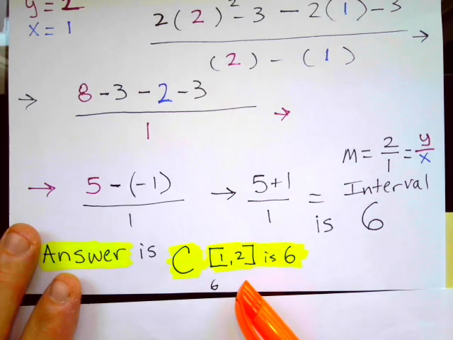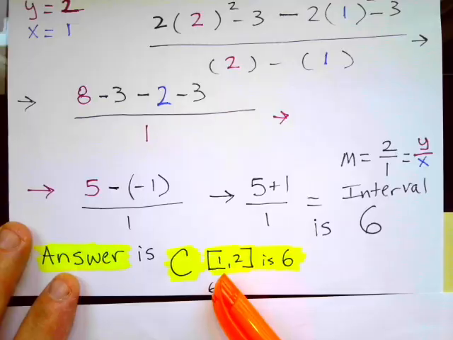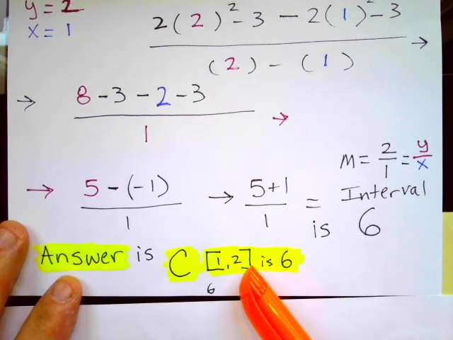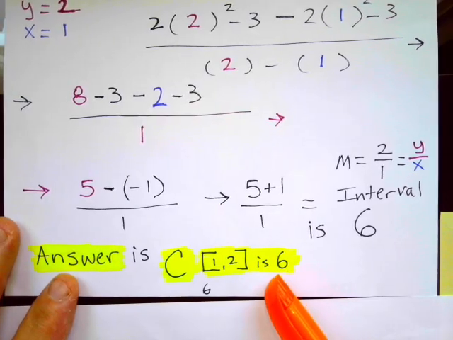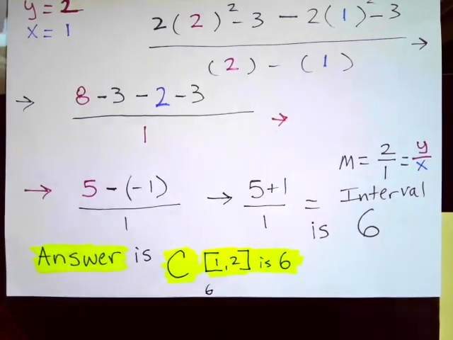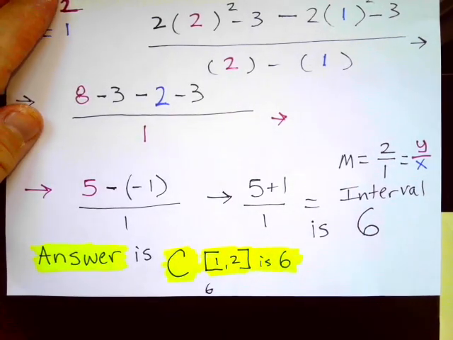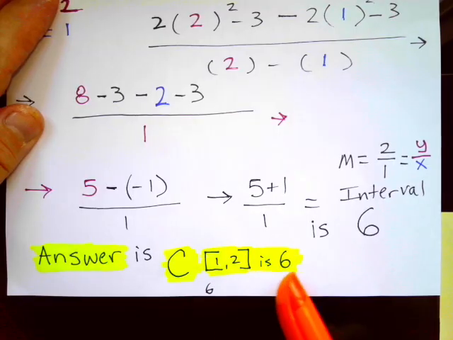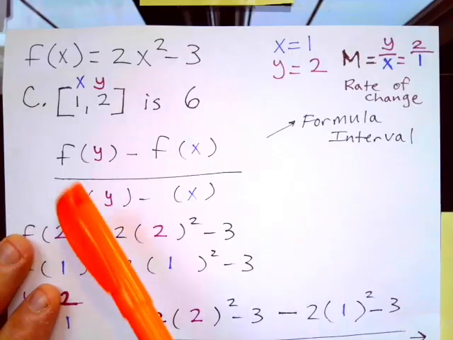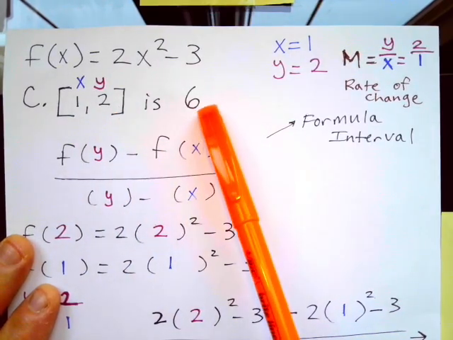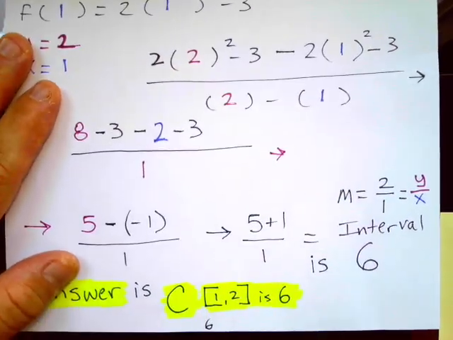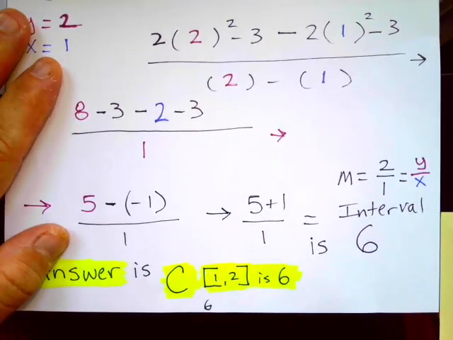When you're given the rate of change or the slope of x is 1 and y is 2, you're going to get an interval of 6. So real quickly, let's just take a look if this is correct. 1 and 2 inside the parentheses is 6. That's how you know that the answer is C.